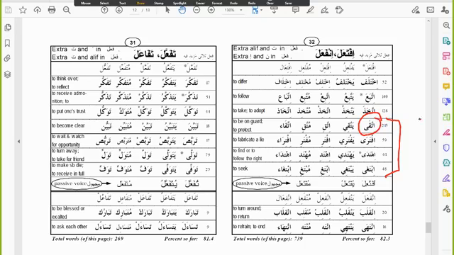Ittaqa actually comes from taqiya, and taqiya would mean that the person put a barrier. Somehow they put a barrier to protect them. So they're taking a shield. So ittaqa would mean that the person took a shield to protect themselves. Yattaqi, the person is protecting himself or shielding himself. Ittaqi, you're asking him to shield and protect himself. Muttaqin is the person that is shielding, protecting himself. Ittiqa is the actual process of taking a shield.